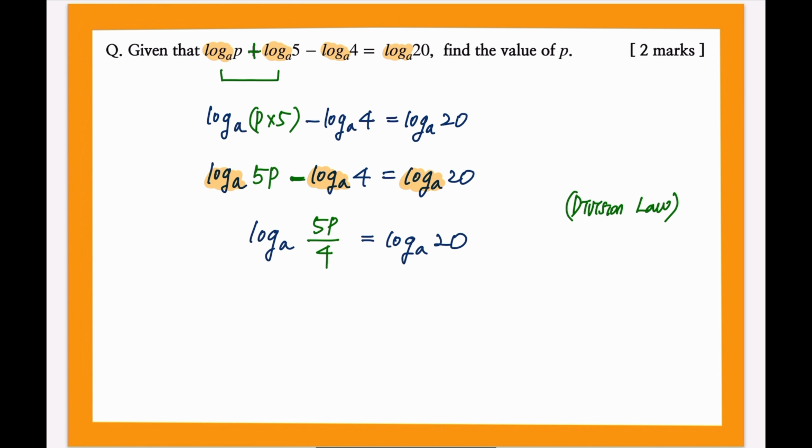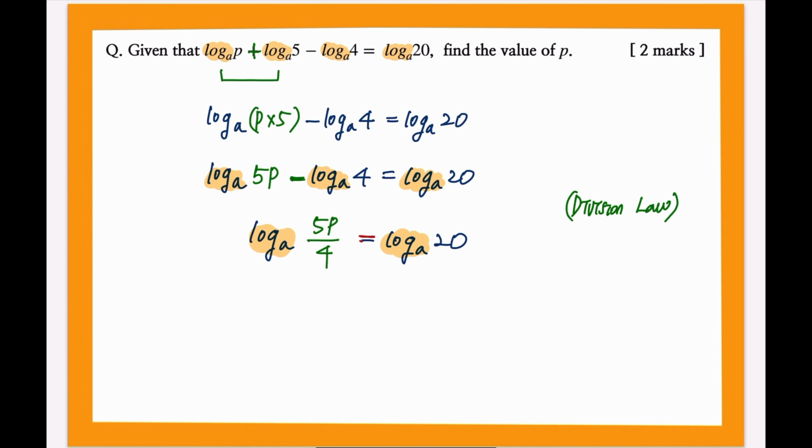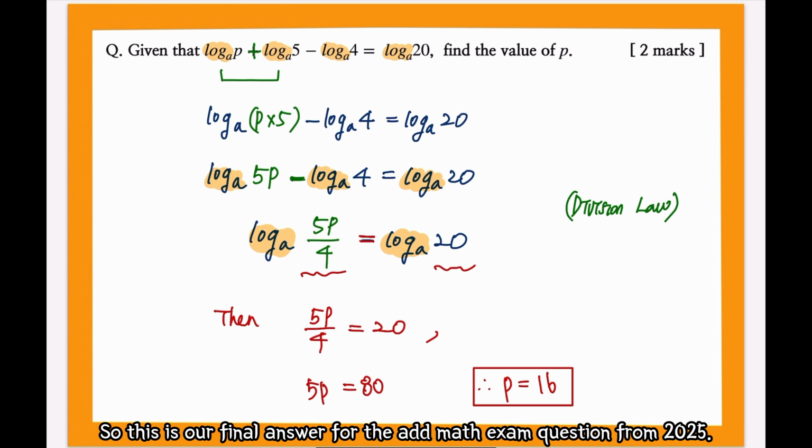If you look at this equation, since the bases are still the same, we can define that the values inside the logs are also same. Therefore, 5p over 4 is equal to 20. Then solve for this equation. We get 5p is equal to 80. Then the result of p value is 16. So this is our final answer for the Add Maths exam question from 2025.